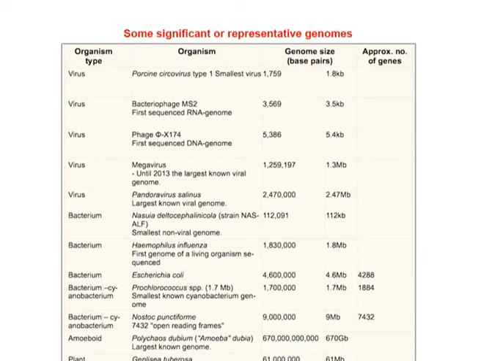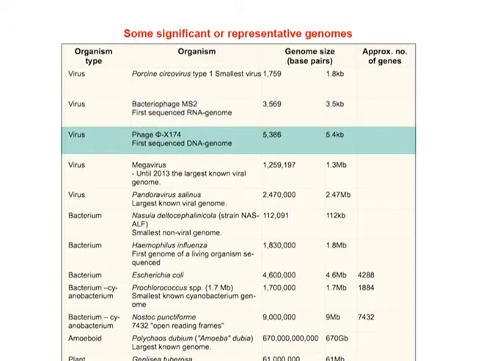Since genomes are very complex, here are minimal genomes for single cell organisms as well as minimal genomes for multicellular organisms. Let us list some of the significant or representative genomes. Virus, for example porcine circovirus type 1, which is the smallest virus, has a genome size of 1.8 kilobase pairs. Virus bacteriophage MS2, the first sequenced RNA genome, has a genome size of 3.5 kb.